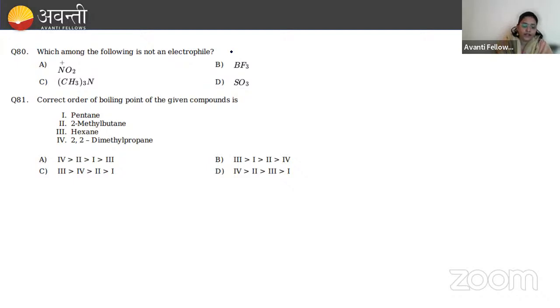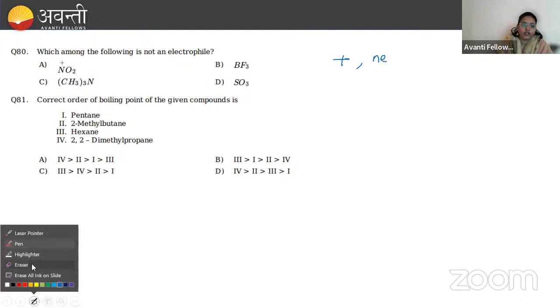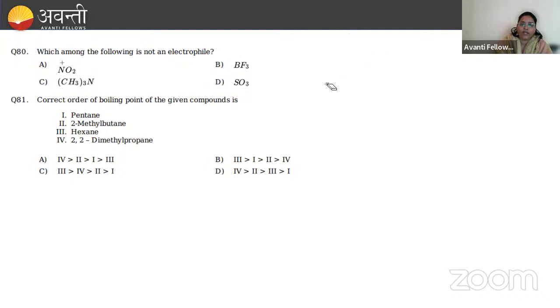So what is an electrophile? A reagent that accepts an electron pair is called an electrophile, right? Electrophiles can be positively charged or neutral species. Those are known as what? Electrophiles. So here, which will be the electrophile?